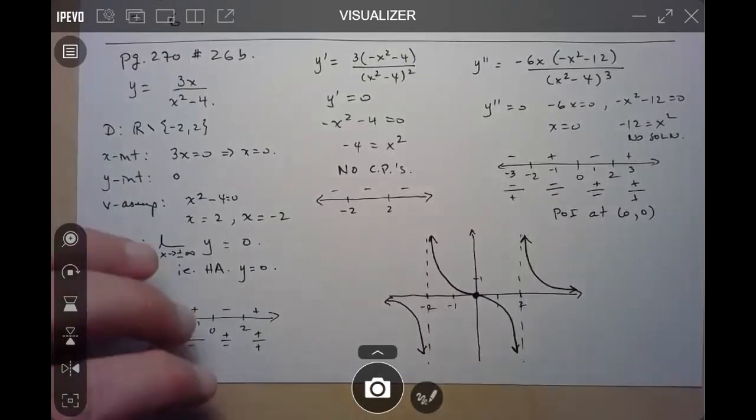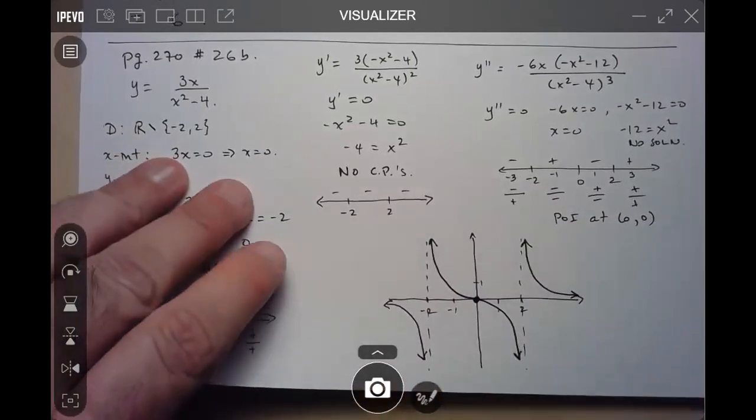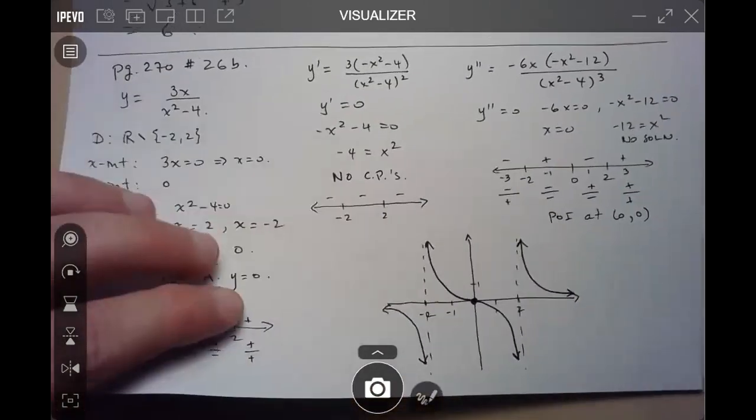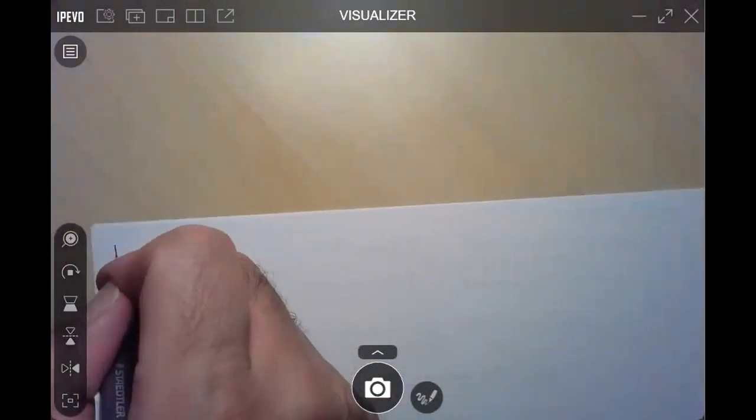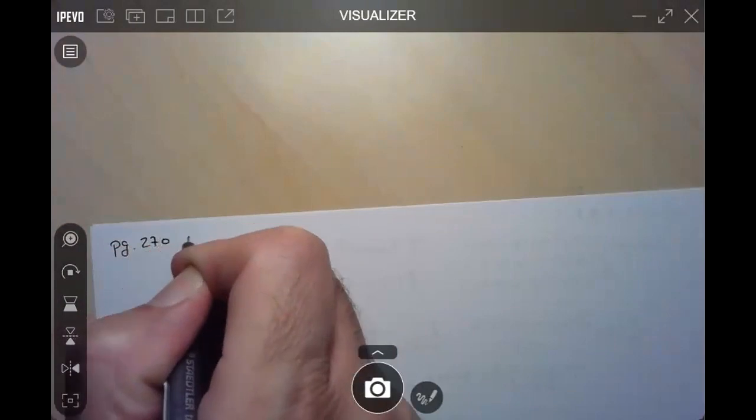All right, so let's move on. I think there was one more in this section, number 29. This is going to be page 270, number 29. All right, so let's see what we got here.